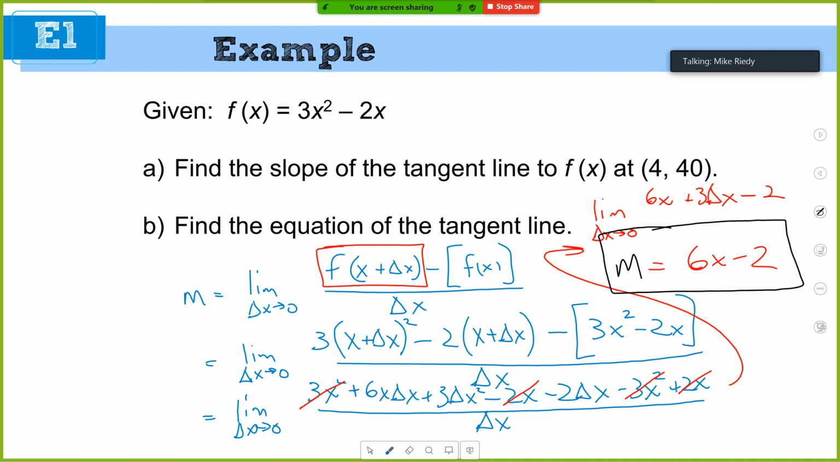Well, it tells us we'd like to know the slope at 4, 40. In other words, I'd like to know the slope when x is equal to 4. So that would give me 22.